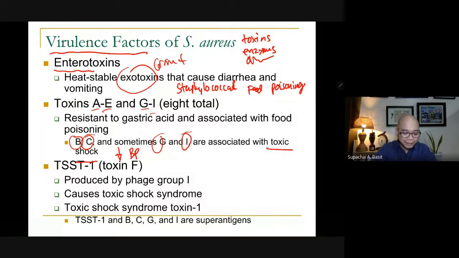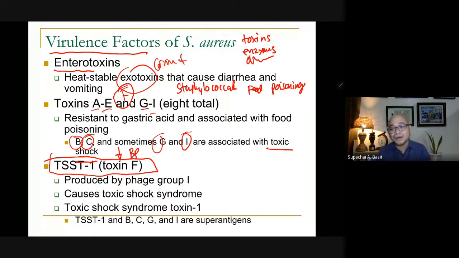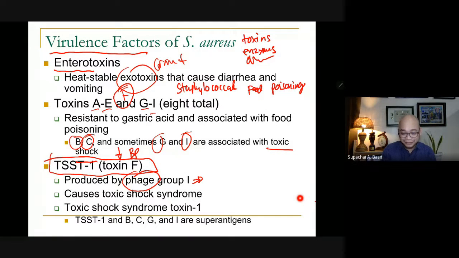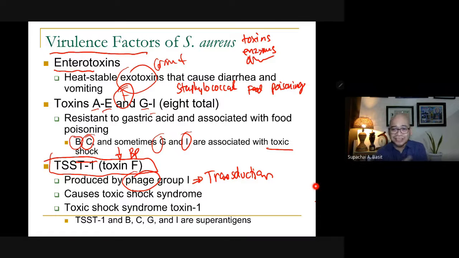So if you notice, bakit walang F dito? Because this particular toxin F is designated as the TSST1 or the toxin F. It is produced by phage group 1. Meaning to say, Staphylococcus aureus would have this by means of transduction, since we're talking about bacteriophage. Remember our discussion? Transduction. So obviously, toxic shock syndrome toxin 1 can cause toxic shock syndrome. Later on, we will be discussing paano ba nagkakaroon ng toxic shock syndrome. And do you know that females are more predisposed to have toxic shock syndrome as compared to males?